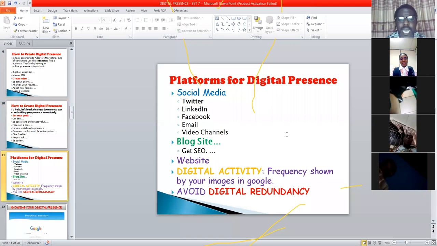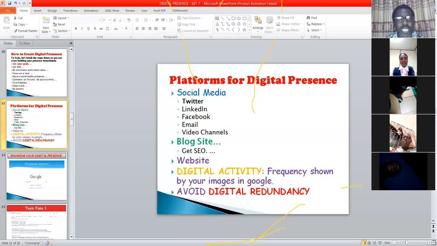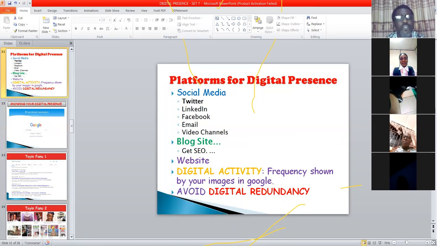Let's move on to platforms for digital presence. When you talk about the platform for digital presence, which platforms can you use? Number one, of course, your Twitter handle. You should all have a Twitter handle, everybody. If you don't have a Twitter handle, you are not doing well. You should have LinkedIn. You need a Twitter handle with your name.